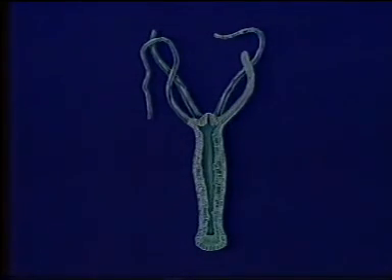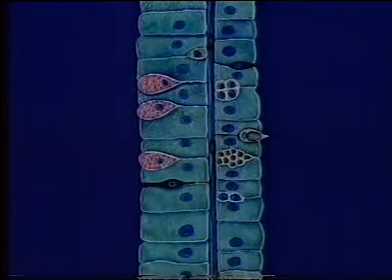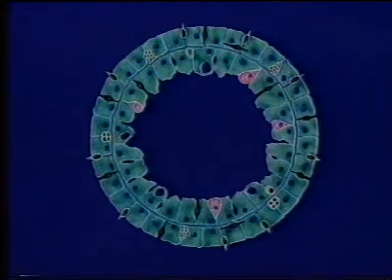The hydra in longitudinal section can be seen to be composed of two layers of cells, the epidermis or ectoderm and the gastrodermis or endoderm. The body is a simple sac with a mouth at one end surrounded by tentacles and a basal disc or foot at the other. Some of the cell types are shown here in this enlarged section through the body wall. Their position around the body of the hydra can be seen more easily in this cross-section. The epithelial or interstitial cells are the simple undifferentiated cells. But what happens to these cells?